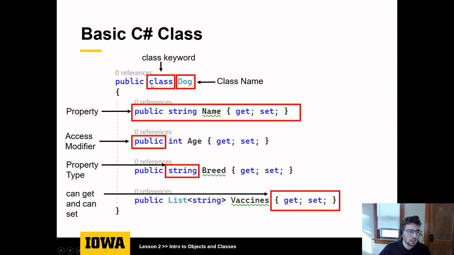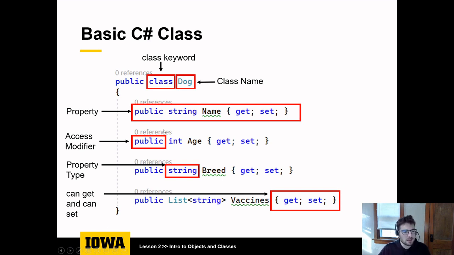Class is the special keyword here that says, hey, C#, I'm creating a class to describe what is true about all dogs. What do all dogs have? You can pick your own class name if we're doing cats or bank accounts or whatever. Each of these items in this class is called a property in C#. Age is a property, breed's a property.